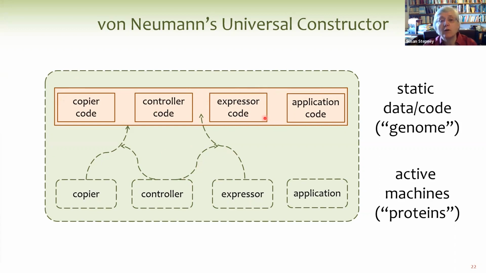Part of it is expressor code, which is applied to the genome in order to make the little machines that are actually the active bits of code. And then there's any other application code or payload or whatever you want to call it that is around. And these active machines, which get expressed from here, we can call analogs of the proteins. So we have a copier protein or ribosome or whatever you want, but that's why proteins are in quotes. Then a controller protein, an expressor protein, and so on. And that's the high-level architecture of the system.